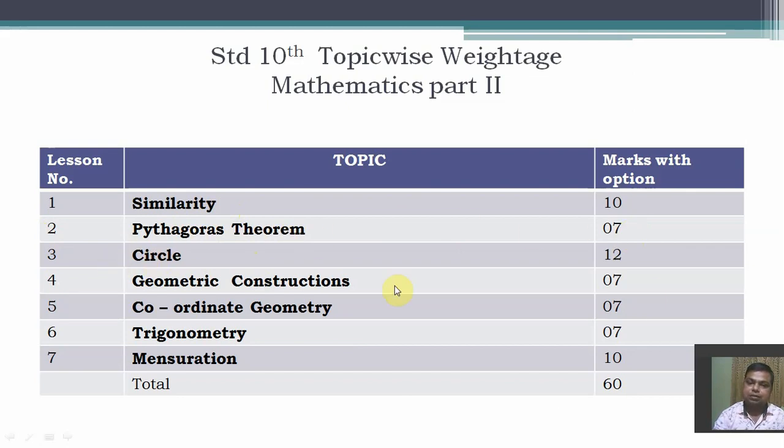Lesson 3 circle 12 marks. Lesson 4 geometric constructions 7 marks. Lesson 5 coordinate geometry 7 marks. Lesson 6 trigonometry 7 marks. Lesson 7 mensuration 10 marks. Total marks with option 60. You have to attempt question paper of 40 marks. So this is the weightage of marks for Mathematics Part 2. This also you have to note down in your notebook.